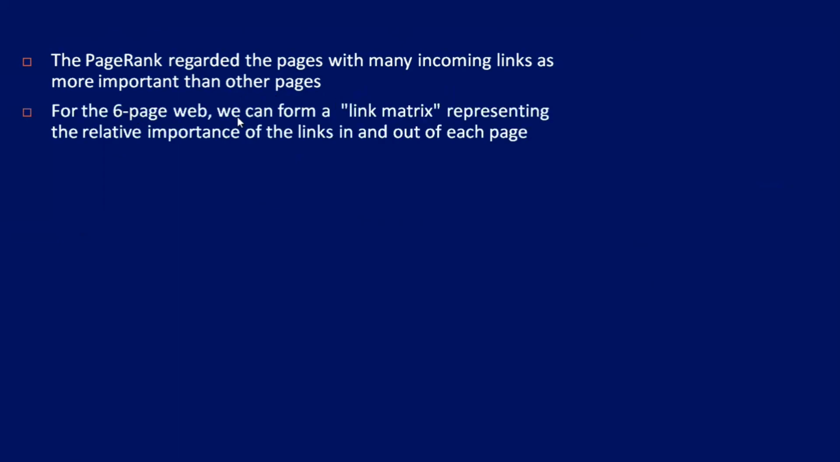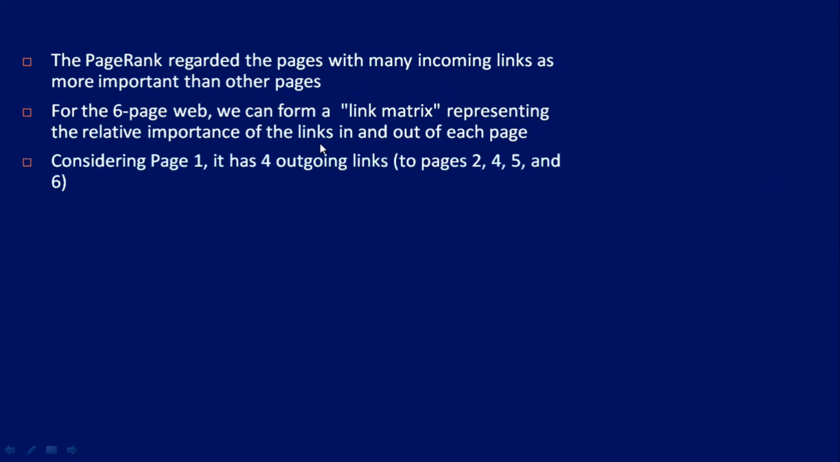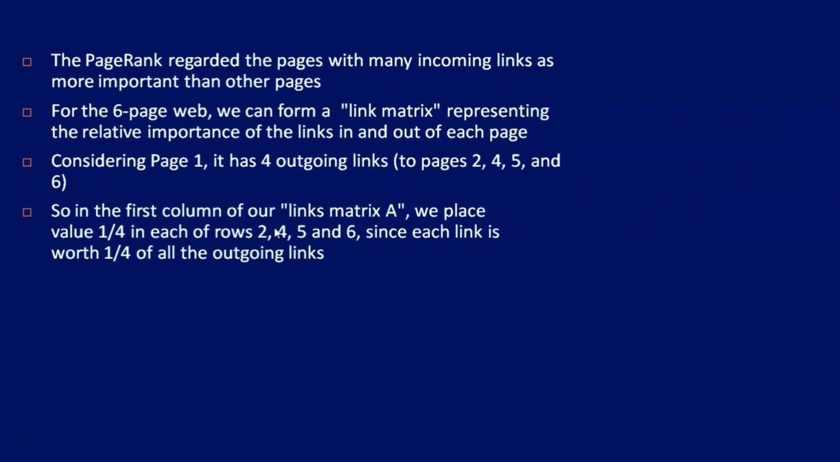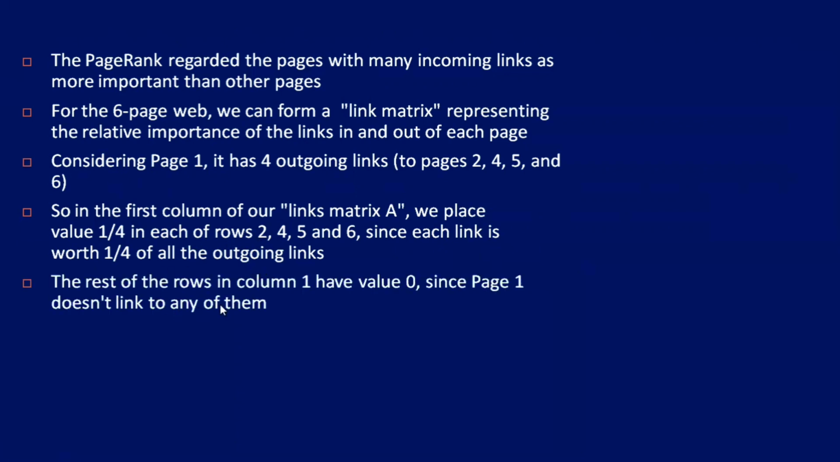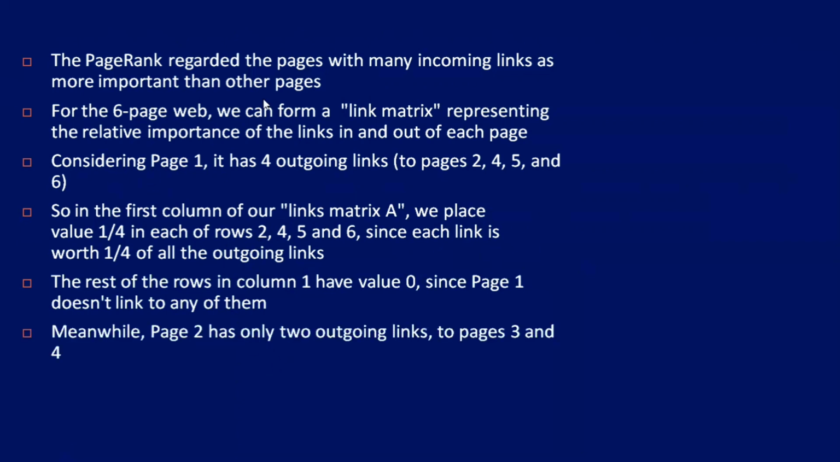For a 6 page web, we can form a link matrix representing the relative importance of the links in and out of each page. Considering page 1, it has 4 outgoing links, to pages 2, 4, 5, and 6. So in the first column of our link matrix A, we place the value 1/4 in each of rows 2, 4, 5, and 6, since each link is 1/4 of all the outgoing links. The rest of the rows in column 1 have value 0, since page 1 does not link to any of them.